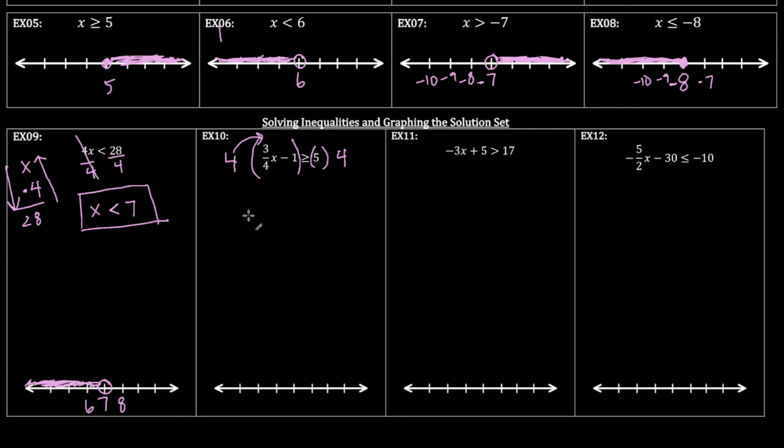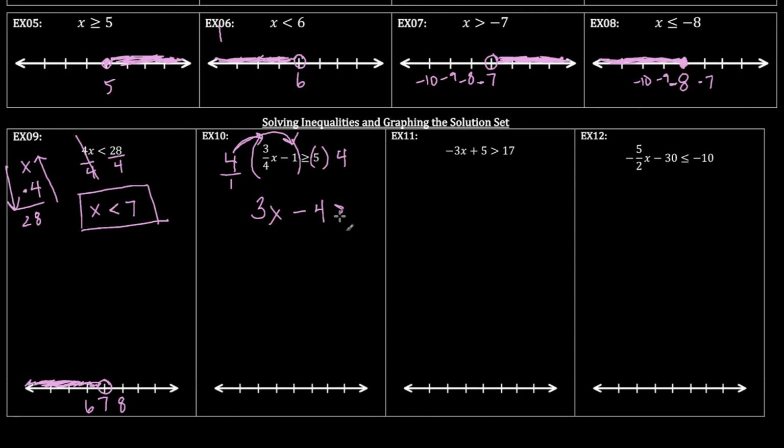So 4 times 3/4 if you want. 4 times 3 is 12. 1 times 4 is 4. 12 over 4 is 3. If you need to just turn it into decimal form, that's fine too. Remember that. Positive times a negative is a negative. 4 times 1 is 4.